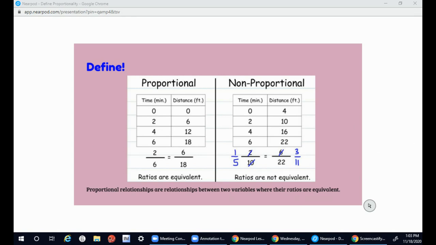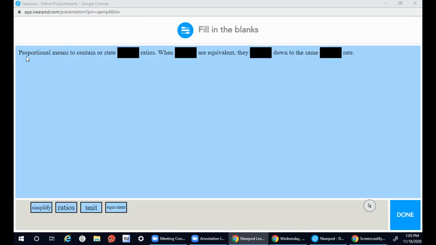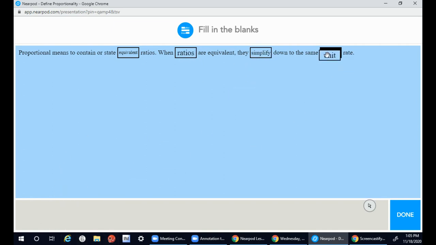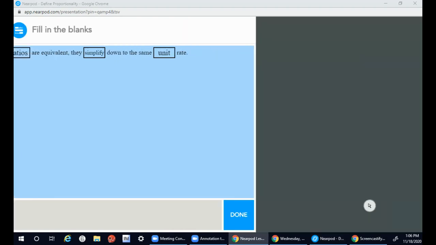Okay, so here's what I want us to do now. Exactly correct. Proportional means to contain or state that I have equivalent ratios. When our ratios are equivalent, that means that they all simplify down to the same unit rate. Remember, our goal earlier this week was to use the unit rate, but now we're going to move forward with it. What can we do with that unit rate? There's a lot of power behind it.